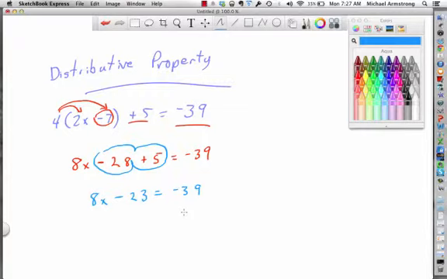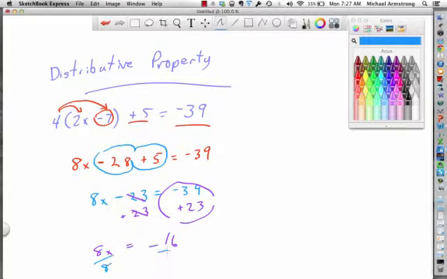There we go. Now the next thing is just like before. We want to add 23 to both sides so that we can get this x by itself. We're going to leave 8x here. And what's the difference between 39 and 23? It'd be 16. And since there's more negatives here, it would be a negative 16. So we have 8x. This cancels. And these two combined together become negative 16.